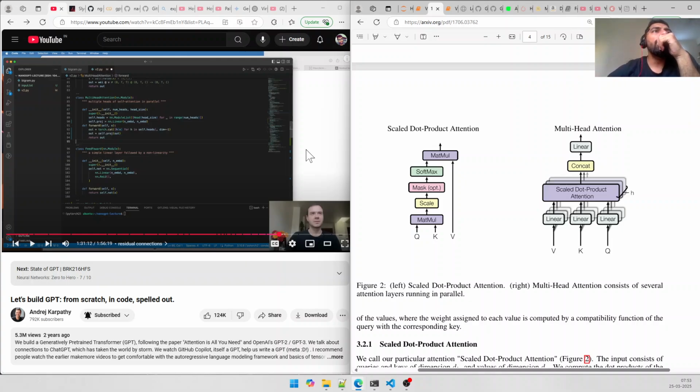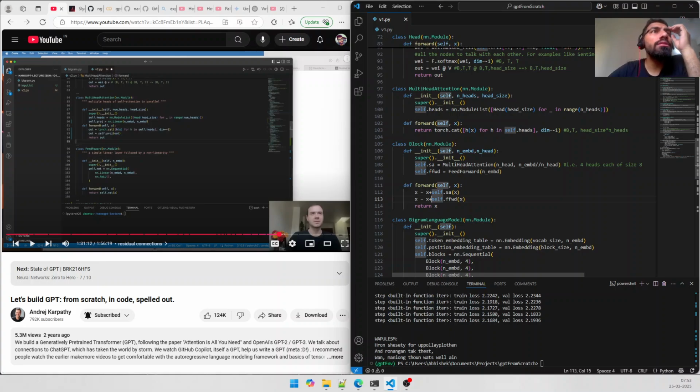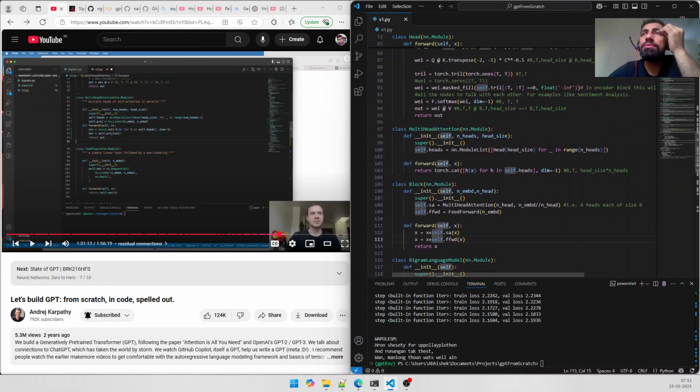Multi-headed attention. It has different heads. Concatenation is happening and then moving to the linear layer. Oh, we missed this part, is it? Okay. So he's implementing this linear part. I think we missed multi-headed attention. Okay.